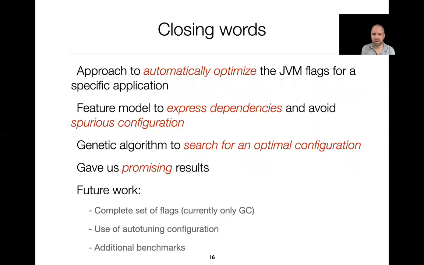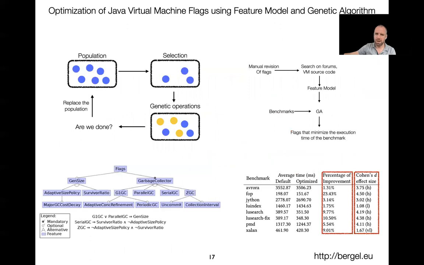So as a result, we have provided an approach to automatically optimize the Java virtual machine flags for a specific application. We use a feature model to express dependencies and avoid broken configurations, and we use a genetic algorithm to search for an optimal configuration. This gave us really promising results. As future work, we plan to extend to the whole set of flags and not just the garbage collector, compare against related work, and also operate with additional benchmarks.